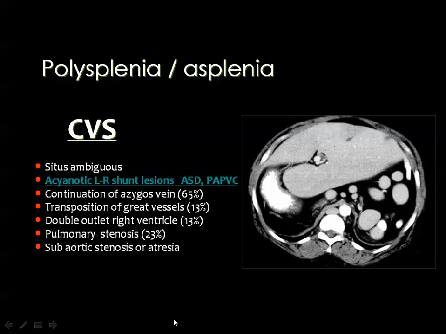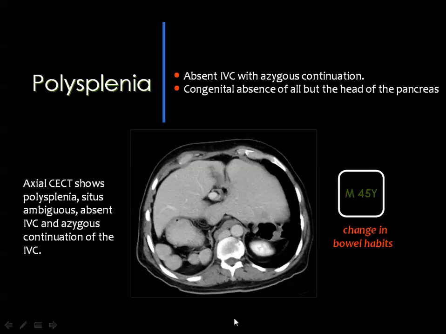And these are the cardiovascular associations, including situs ambiguous, where the liver is in the middle of the abdomen, not to the right, not to the left. Acyanotic left to right shunt lesions like ASD and partial anomalous pulmonary venous drainage. Then this is one of the important findings: continuation of the azygous vein instead of the IVC, transposition of the great vessels, double outlet right ventricle, pulmonary stenosis, and subaortic stenosis.